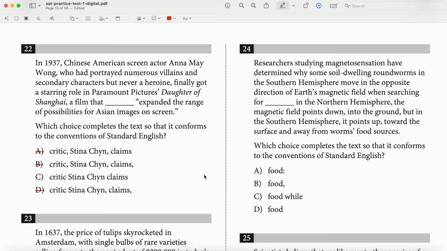Does that make sense, Catherine? Okay. Ruby, Maria, any questions about that?